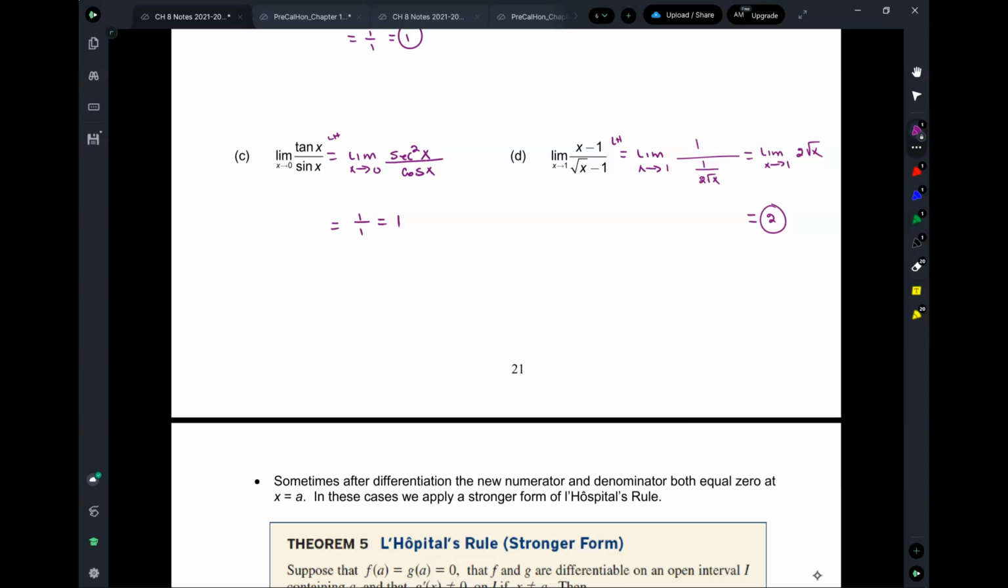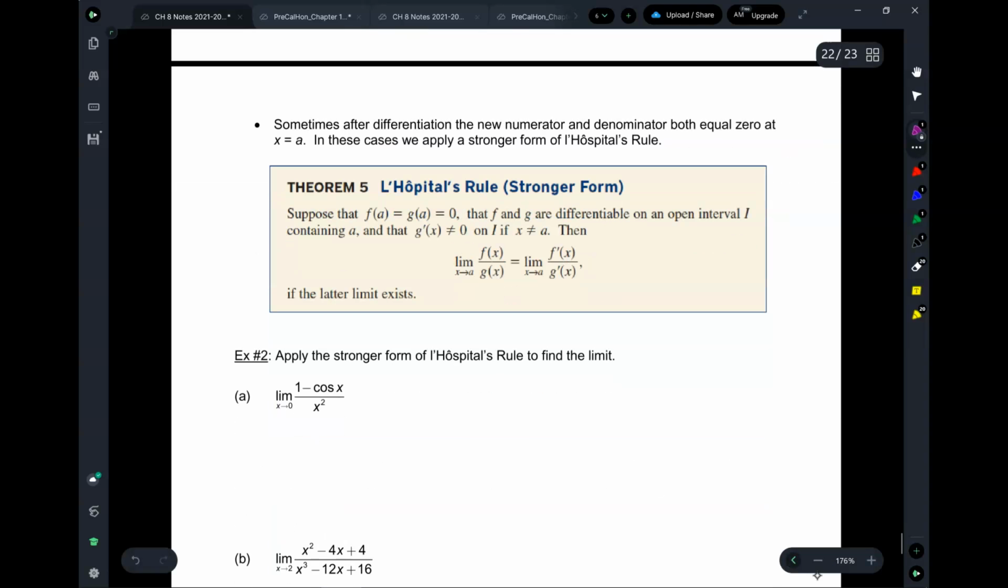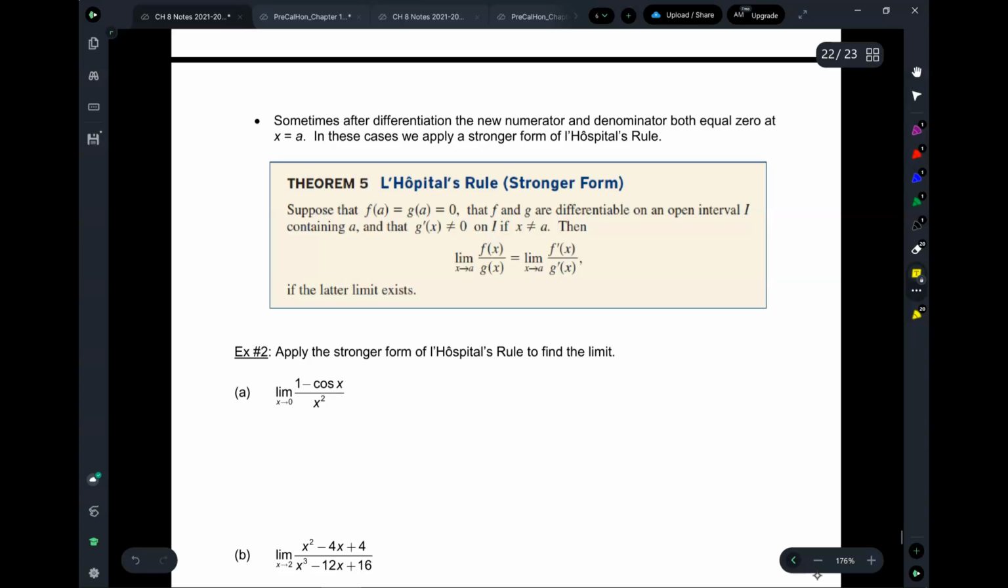of course, there's always an exception. There's always a glitch. Sometimes you can do L'Hopital's rule, but you still get 0 over 0 when you plug in x equals a after doing L'Hopital's rule. So guess what we have for that case? We have the stronger form of L'Hopital's rule. Okay? And what that says is you basically just do it again.